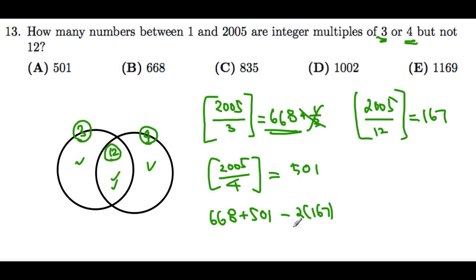Here, then it becomes 1169 minus 334. That becomes 2 times 167. Then once you subtract them, it becomes 835, which is choice C.